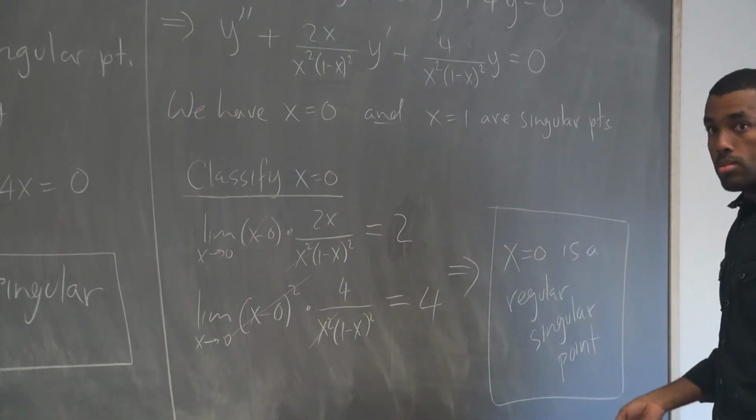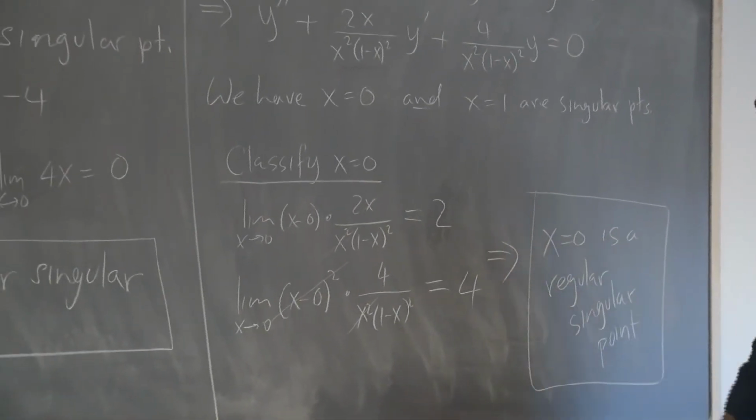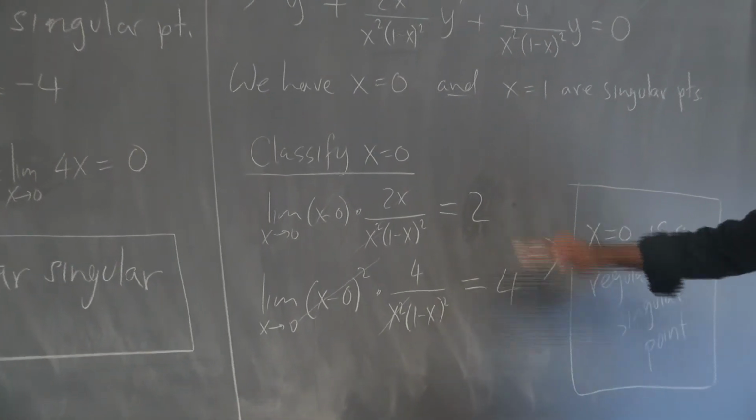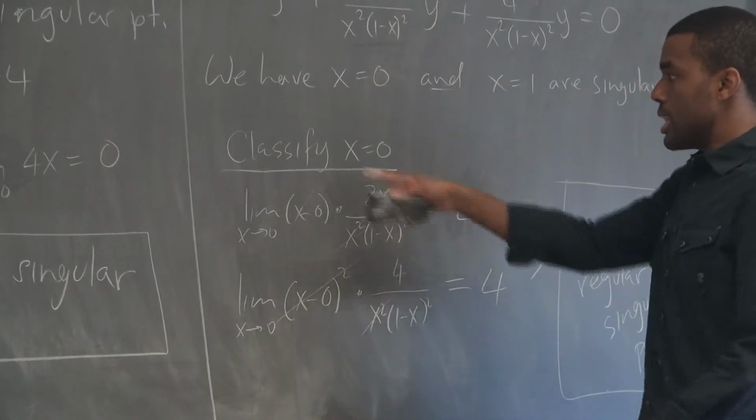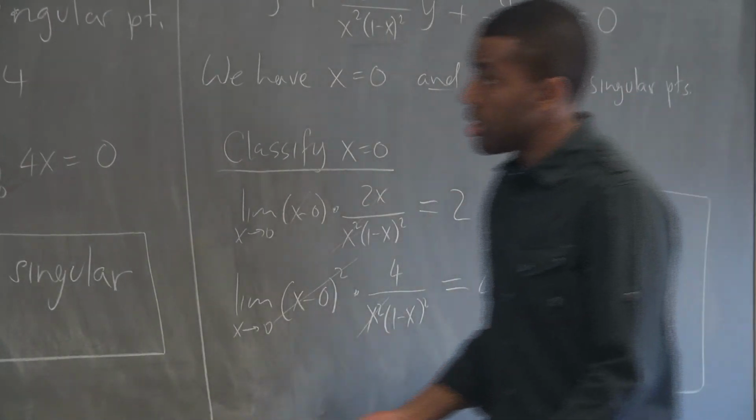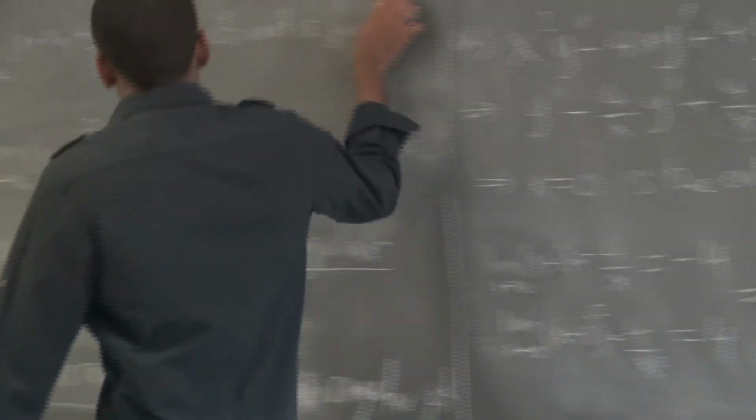You will not have to go further than that. Just check these two limits. As long as the limit exists and it's finite, it's regular. So that's the case for x equals 0. Let's look at what happens for x equals 1.